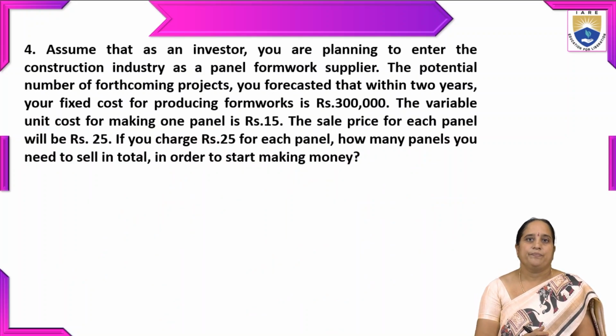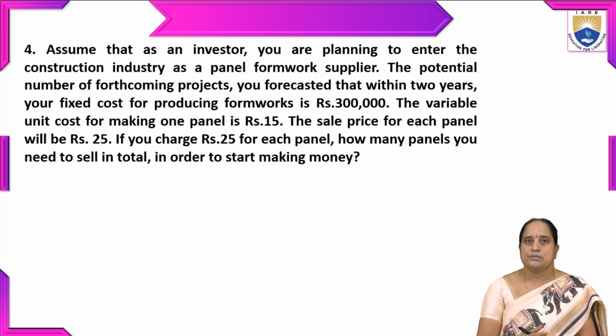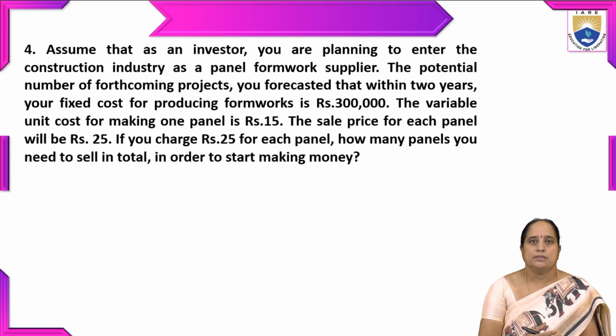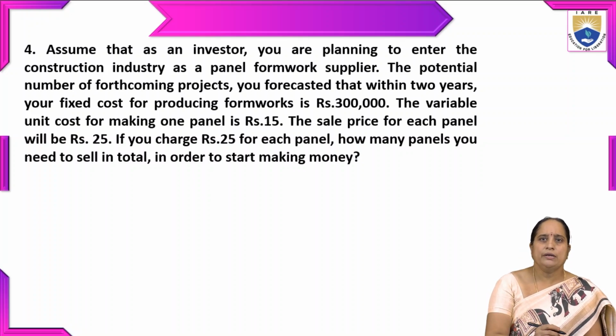The next one is: assume that as an investor you are planning to enter the construction industry as a panel formwork supplier. Considering the potential number of forthcoming projects, you forecasted that within 2 years your fixed cost for producing formwork is 3 lakhs. The variable cost per making one panel is 15 rupees. The sale price for each panel will be 25. If you charge 25 rupees for each panel, how many panels do you need to sell in total in order to start making money?